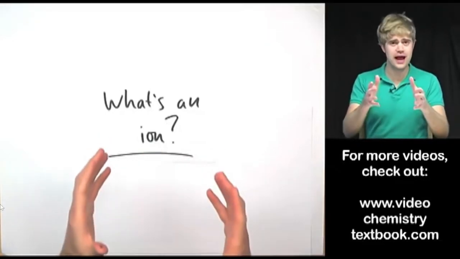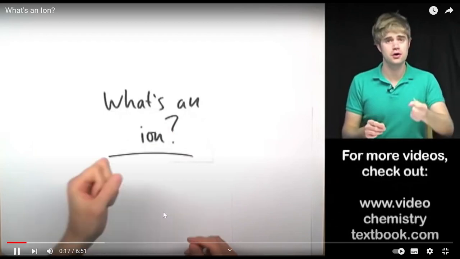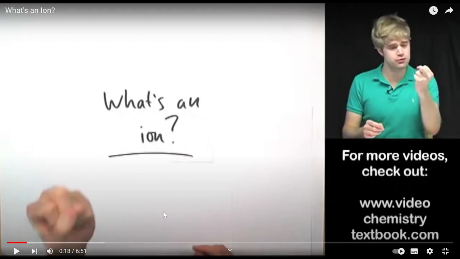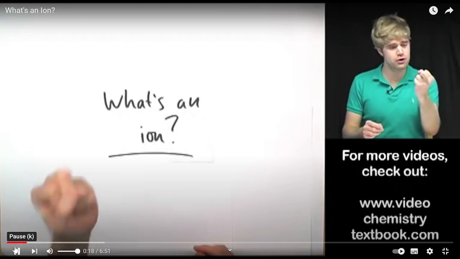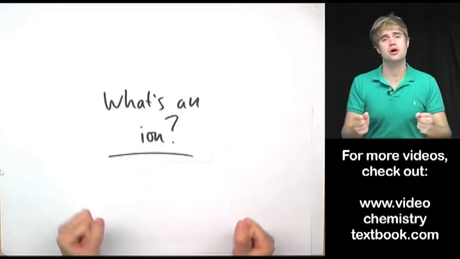Well, inside atoms, there are two things that have an electrical charge. What are the two things that have an electrical charge inside an atom? Protons and electrons. Which one is positive? Which one is negative? What's the charge of a neutron? Nothing. Neutral. Protons have a positive charge and electrons have a negative charge.